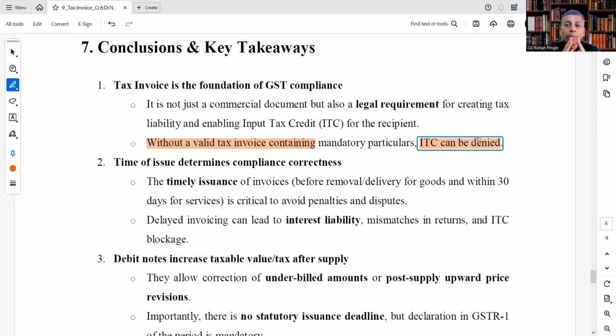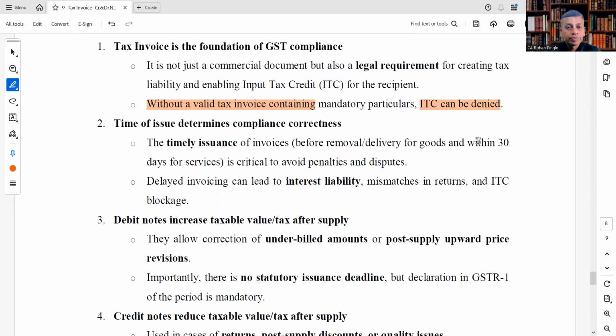So have proper control. As a recipient, whatever tax invoice you have received, just see that it is complying with all the mandatory requirements.